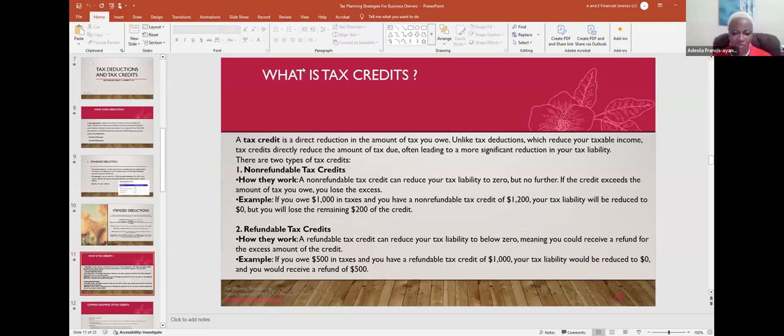Now, what is tax credit? Tax credit is different from tax deduction, which we just talked about. Tax credit is a direct reduction in the amount of taxes that you owe. In my next slide, I'm going to show the example.